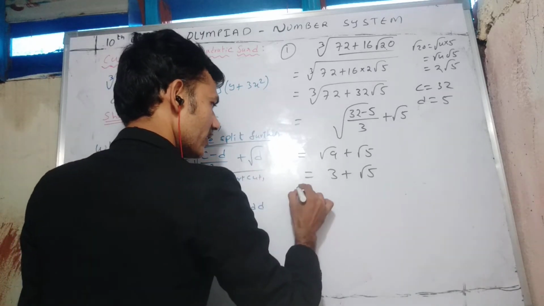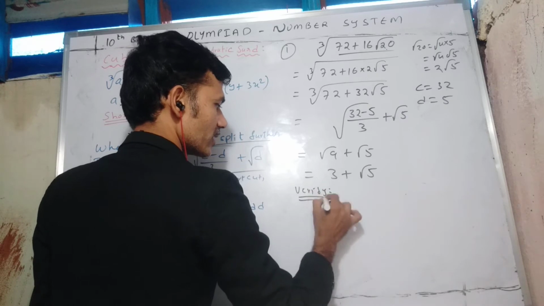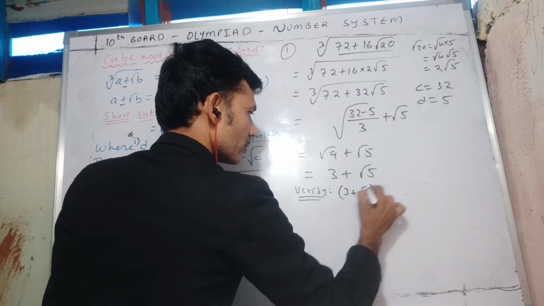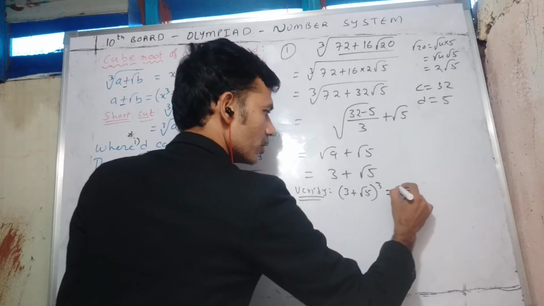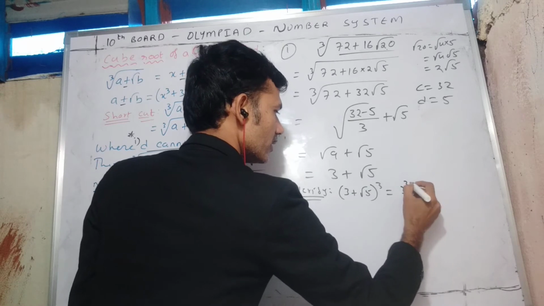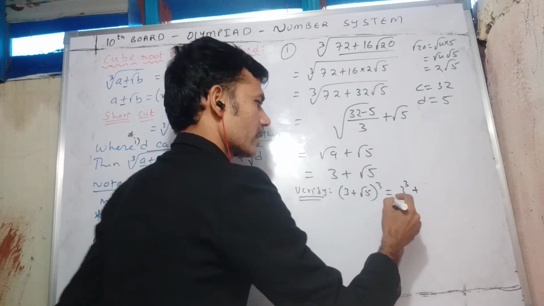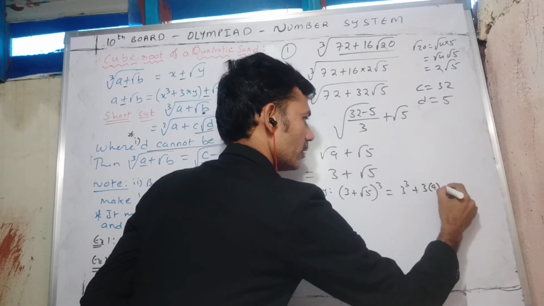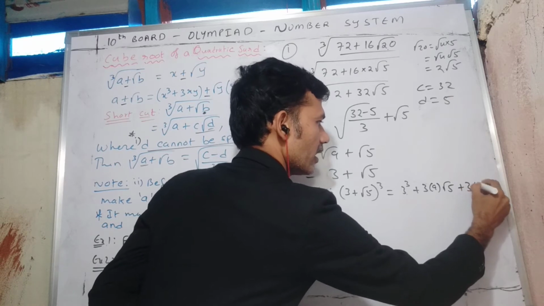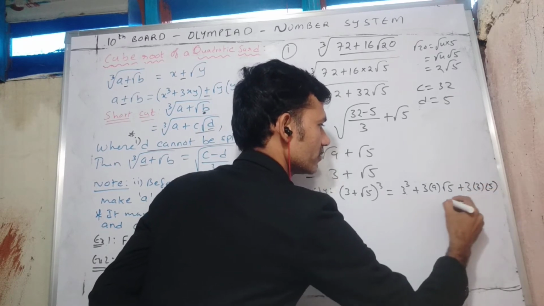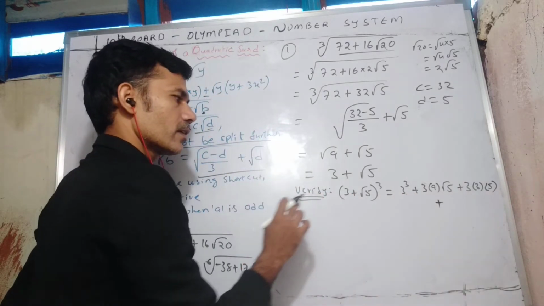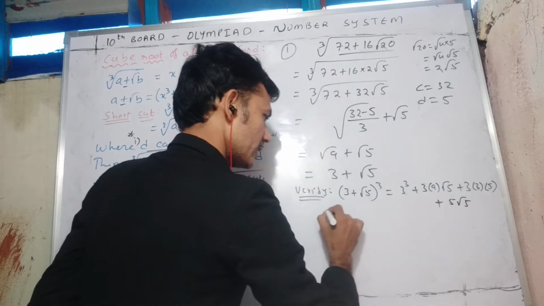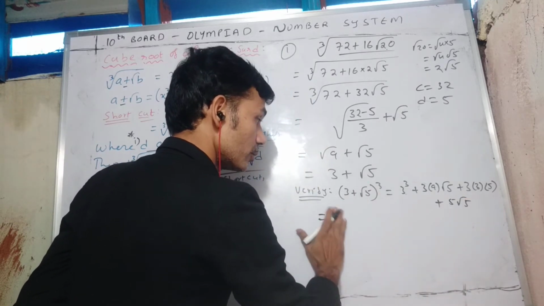We'll just verify, because sometimes this shortcut will not work. The 3 plus root 5 whole cube is a cube, that means 3 cube, that will be 27. Next 3a square b means 9 root 5, plus 3ab square, root 5 whole square means 5, plus b cube we have to write, that means 5 root 5 will come. So that is 3 cube.